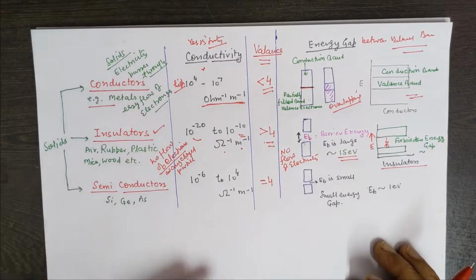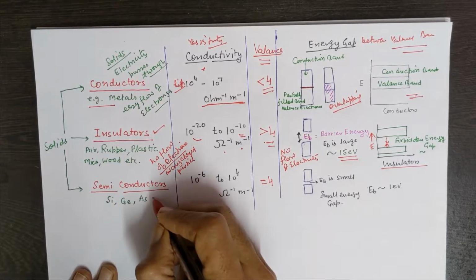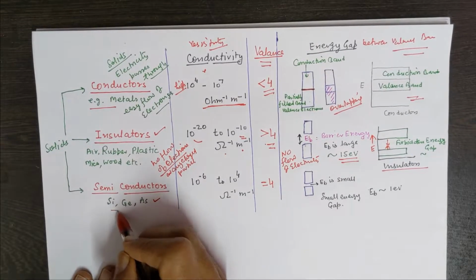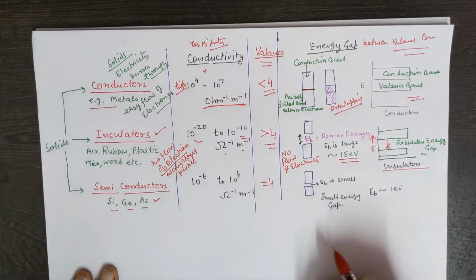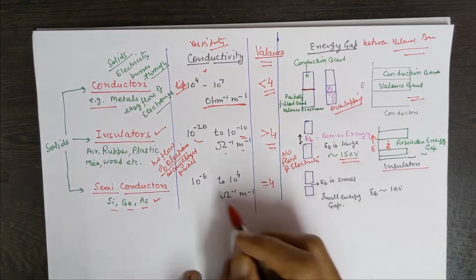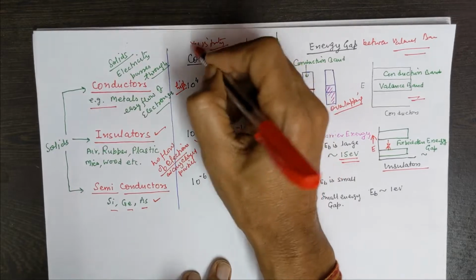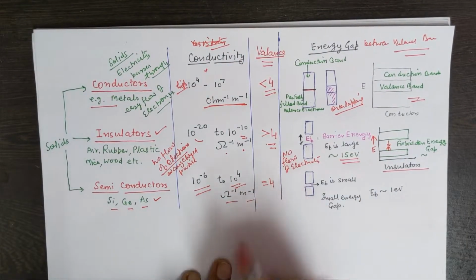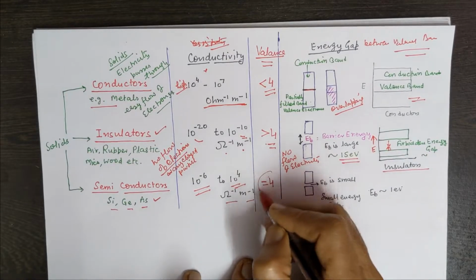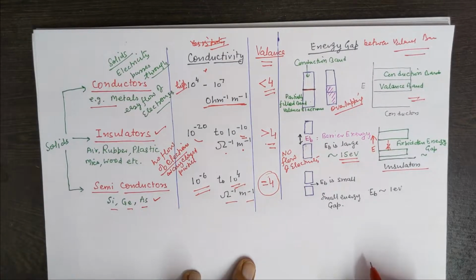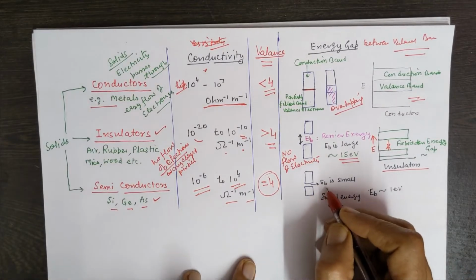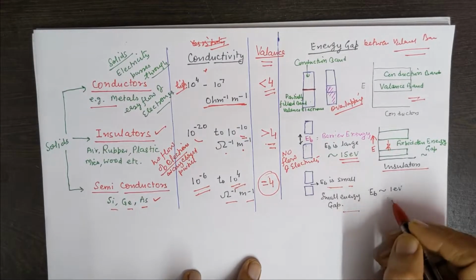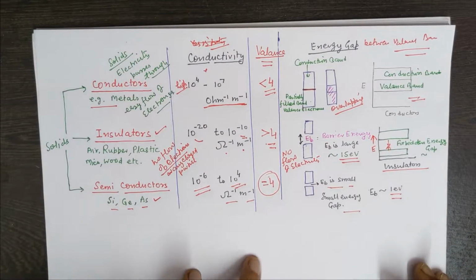And now the third category is semiconductors. Here semiconductors, the example is silicon, germanium, arsenide, etc. And its conductivity is 10 raised to the power minus 6 to 10 raised to the power 4 ohm inverse meter inverse. And its valency is equal to 4. Generally it is equal to 4. And its EB, barrier energy, is small, with small energy gap to the tune of 1 electron volt.